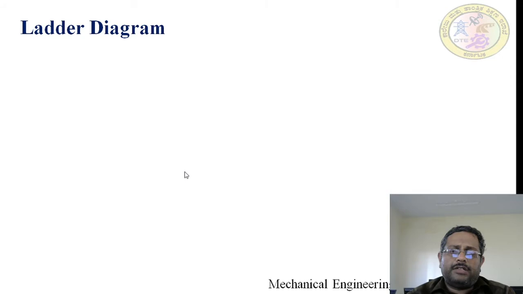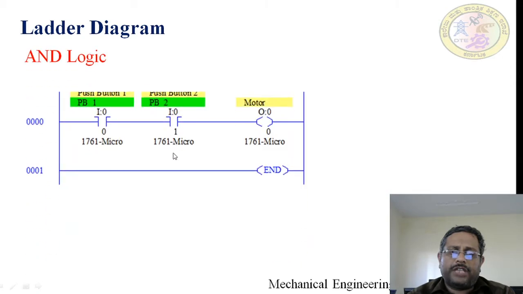The ladder diagram for AND logic is as shown here. Here we have two rungs. One is the default rung, that is the end rung, and we require only one rung. In that we have put two normally open contacts and one output coil. The two normally open contacts are connected to input 1 and 2 respectively, and the output coil is connected to the motor. Here only when both the contacts are closed will the motor be energized, otherwise the motor will not be energized.